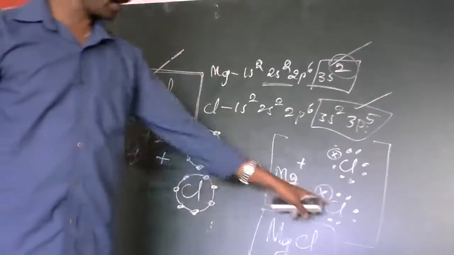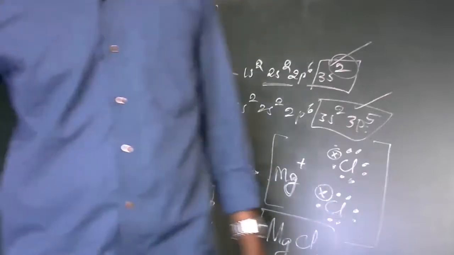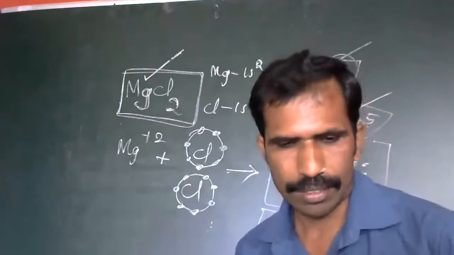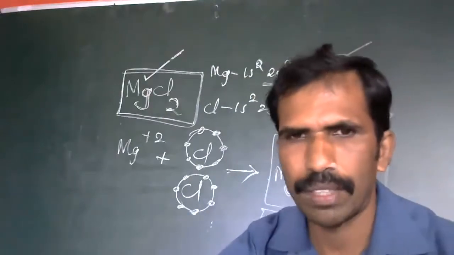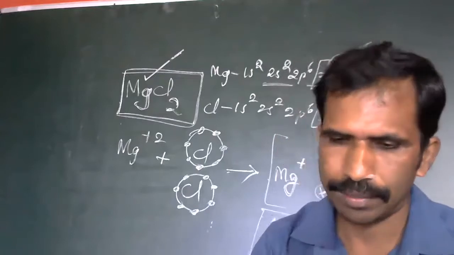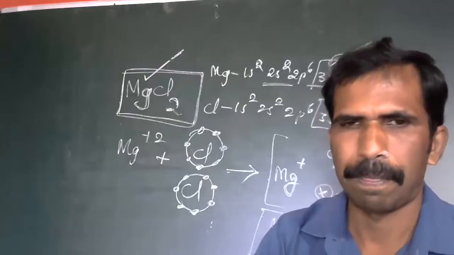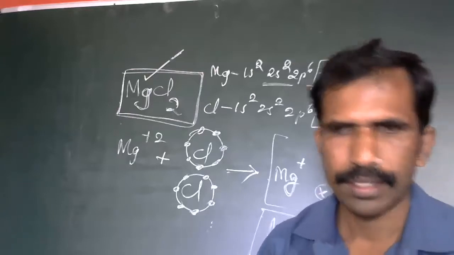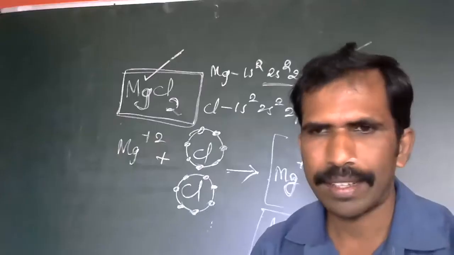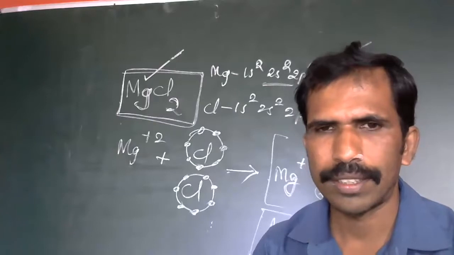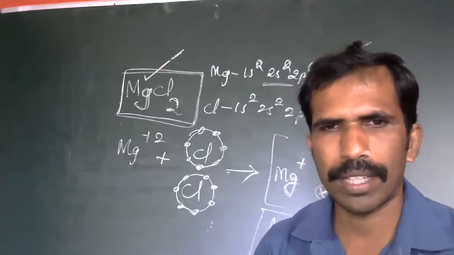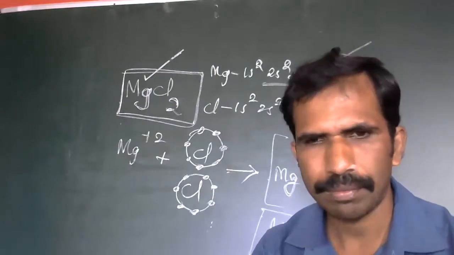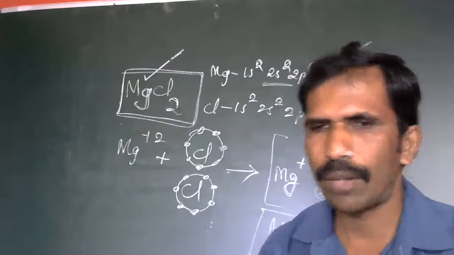So this is the cation and this is the anion. If you have any doubt regarding ionic compound or ionic bond, you can just ask the question. Otherwise, we will move to the next concept of the lesson. This is how it is formed. Already we have learnt this in 7th standard. This is just a recapitulation of whatever we have studied.